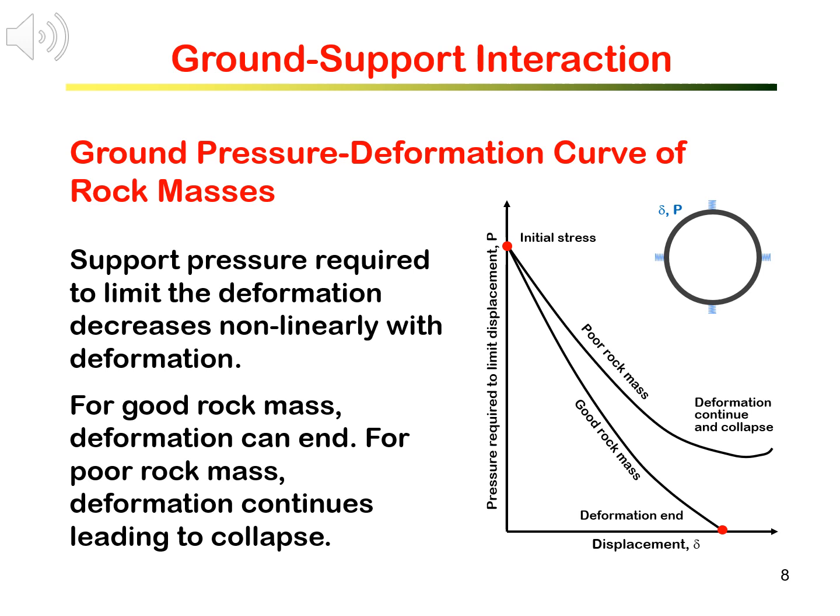For good rock mass, deformation can still be ended if the stress is not exceeding the rock mass strength. For poor rock mass, deformation will continue if not supported, eventually leading to collapse because of the low rock mass strength.